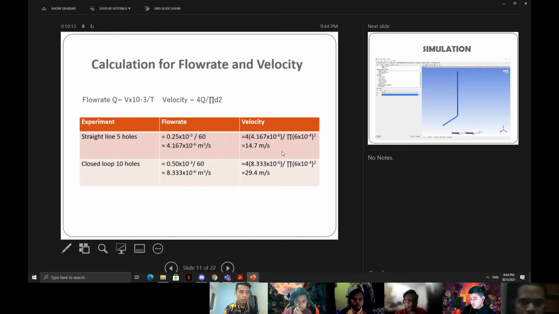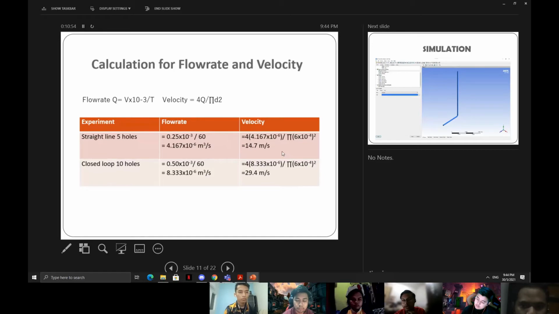The formula for the flow rate is volume times 10 power of negative 3 divided by time, and for the velocity, 4 times flow rate divided by pi times diameter power of 2. For the flow rate, we get for the straight line 5 holes 4.167 times 10 power of negative 6 meter cube per second, and for the closed loop 10 holes we get 8.33 times 10 power of negative 3 meter cube per second.